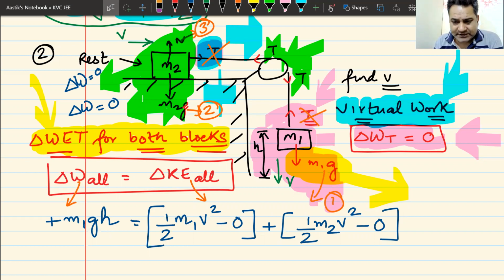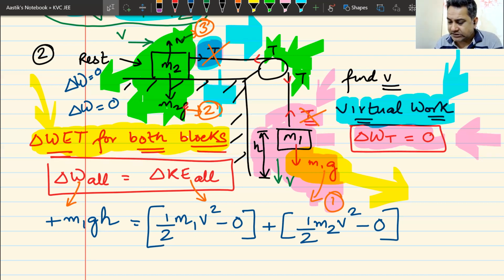Am I clear? Do we understand this? How I've done this? Anyone has any doubts? If you have any doubt, you can ask. Chalo. So that was all about the work energy theorem.